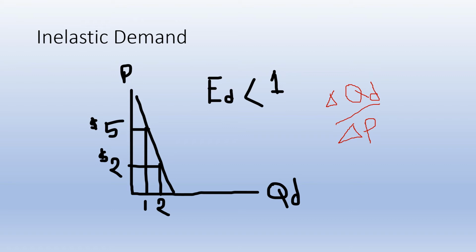This is smaller than the denominator. So the numerator change is smaller than the denominator change, so you get a value less than 1, right? So inelastic demand has a price elasticity of demand value less than 1. So for example, if price changes by 10% and quantity demanded changes by, let's say, 5%, again the numerator is smaller than the denominator, and you'll get a value less than 1.